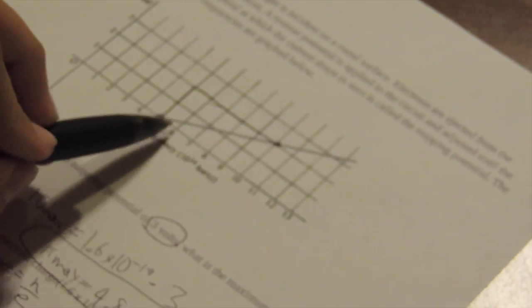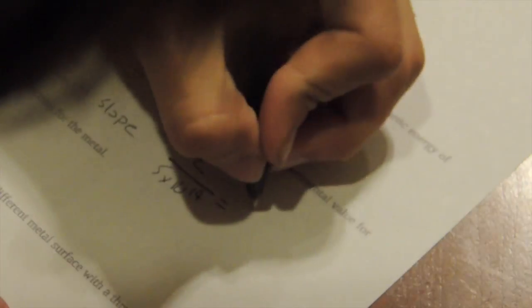Okay, good. So to find slope, we're going to have to take some points on the graph up here. That is stopping potential on the y-axis and frequency on the x-axis. Anyways, we get 2 as rise, and the run is 1, 2, 3, 4, 5 times 10 to the 14th. So then we get rise over run, 2 over 5 times 10 to the 14th, and that equals h, since we are solving for Planck's constant.